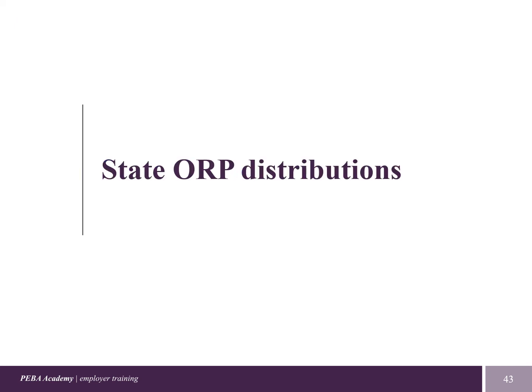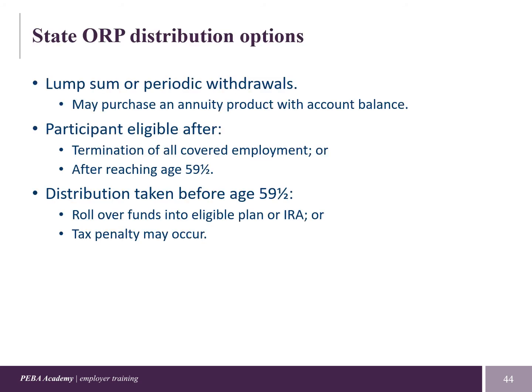Next, let's discuss State ORP distributions. State ORP participants are eligible to receive distributions from their account upon separation from all covered service or after reaching age 59 and a half. They can take a lump sum distribution, make periodic withdrawals, or purchase an annuity product with the balance.